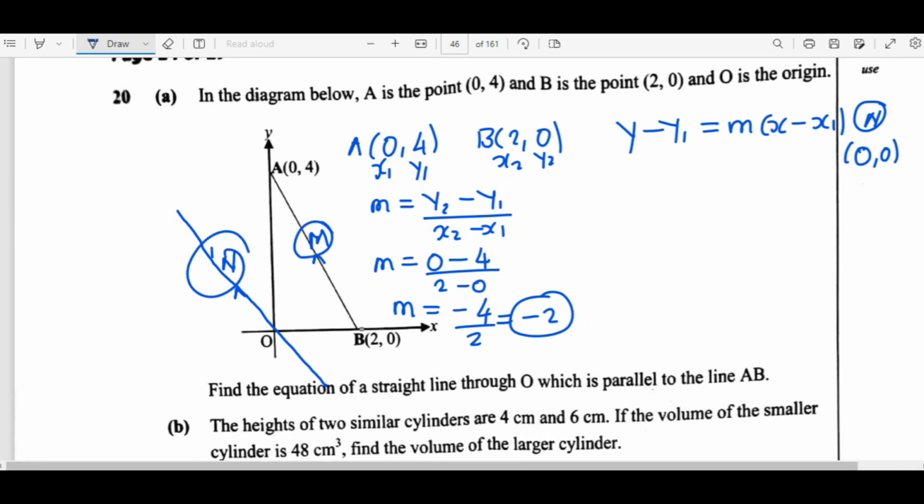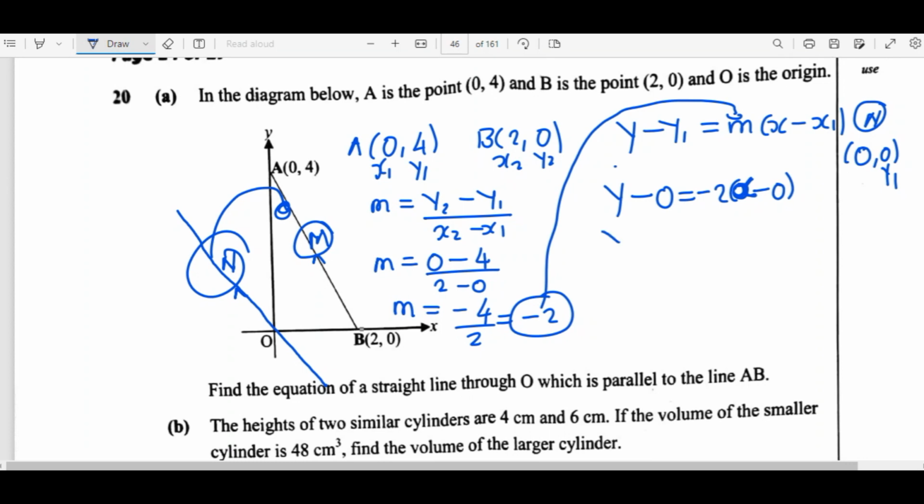So since this line is parallel to this line, then they have the same gradient. So this is the number that we are going to put here. So we can now finalize our answer. y minus y1, where there is y1, we put 0. Gradient is negative 2, x remains like this, then x1 is 0. Then if we subtract 0 from y, you see y. Then negative 2 times x is negative 2x. Negative 2 times 0 is just 0. So this is our final answer.